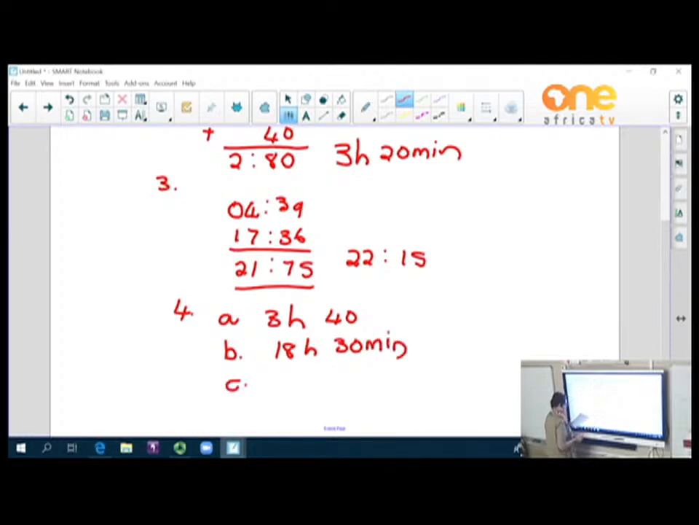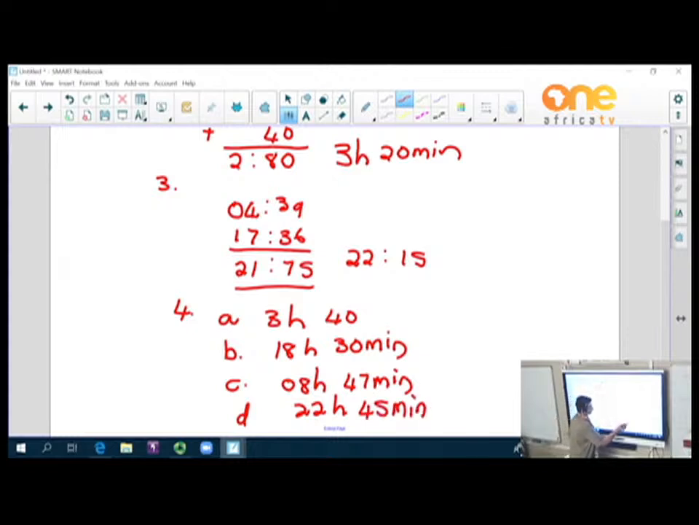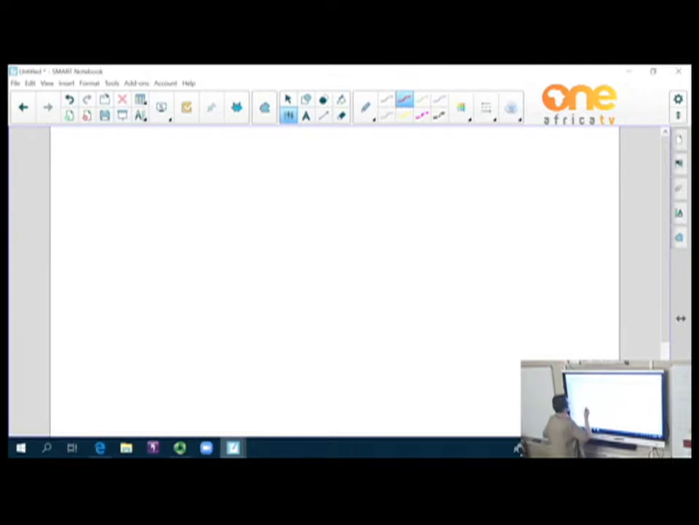Question C, 10:45 and then 7:32 p.m. Again, I changed that to 24-hour clock, and that is then 8 hours and 47 minutes. And number D, 8:45 and then 7:30 the next day. So you'll have to change the 7:30 to plus 12, which is 19:30, and then subtract the 2. So it's 22 hours and 45 minutes.